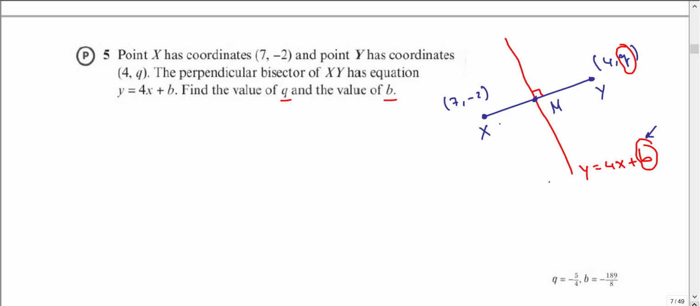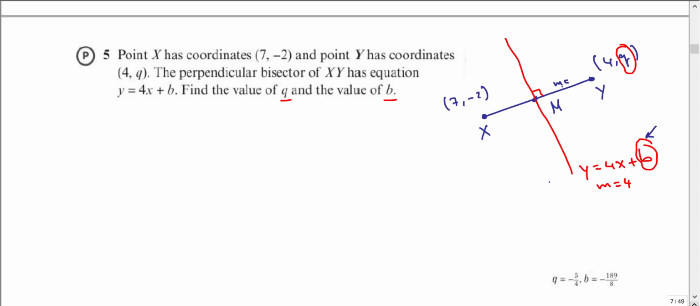What do you have? I have M of the perpendicular, the gradient of the perpendicular, which is 4. You already have this one. If M is 4, then M of the line XY will be what? Can you tell me? For the red line, how would you get the gradient of XY?